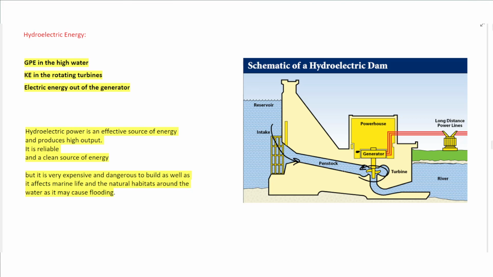In a hydroelectric power station, the advantages are it is a renewable and clean source of energy. It is reliable. You can control the amount of energy. It has high efficiency, but it is very expensive and dangerous to build. It has high running cost and high initial cost, and it causes flooding behind the dam.